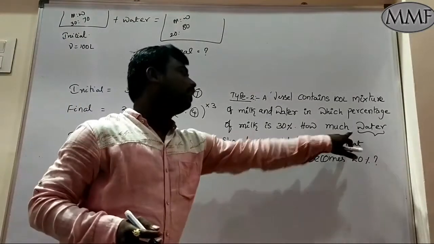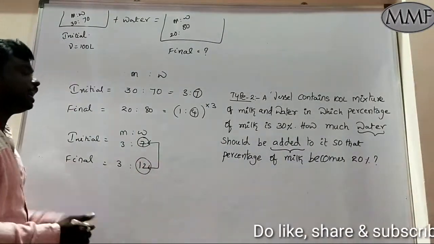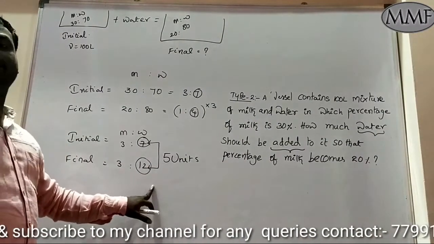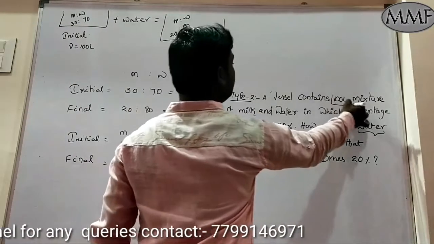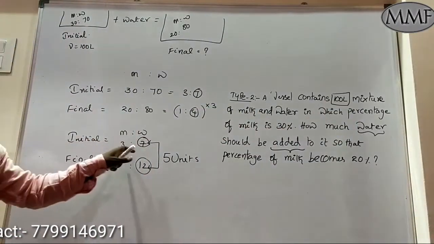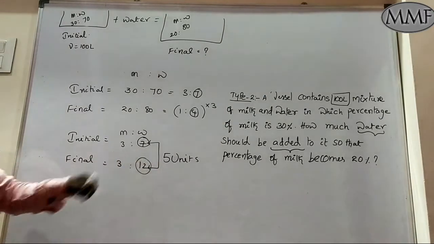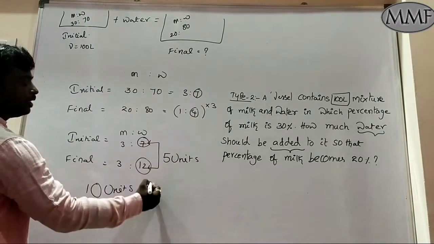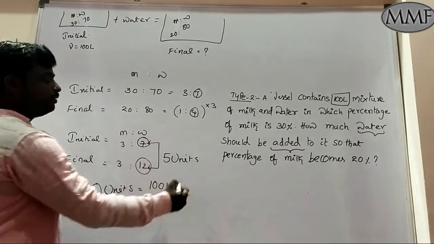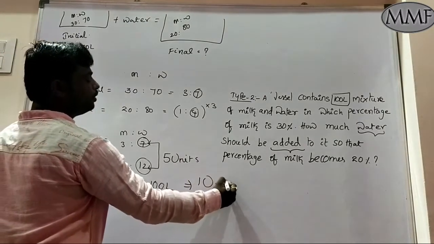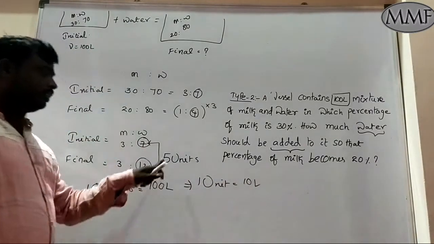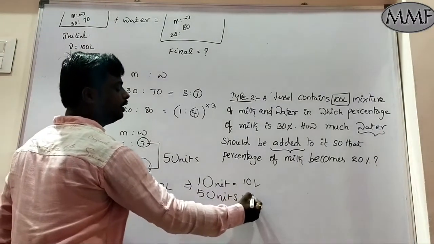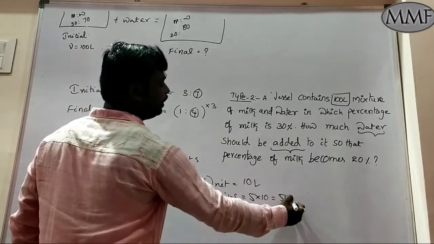The gap is nothing but the amount of water you are adding. What is the gap you are having? 5 units. But I know what the value of the mixture given in the question is initially. It is 100 liters. What is the initial ratio you are having? 3:10. If 10 units is your initial value, 100 liters, then what about 1 unit? It is 10 liters. Then what water are you adding? 5 units. What about 5 units? It is 5 into 10, 50 liters of water.